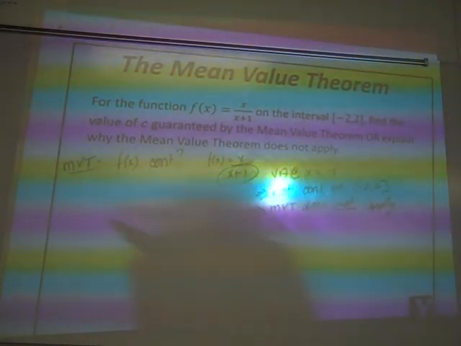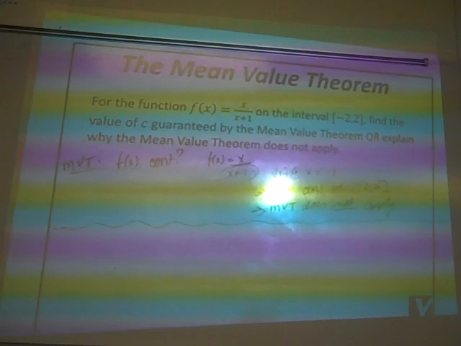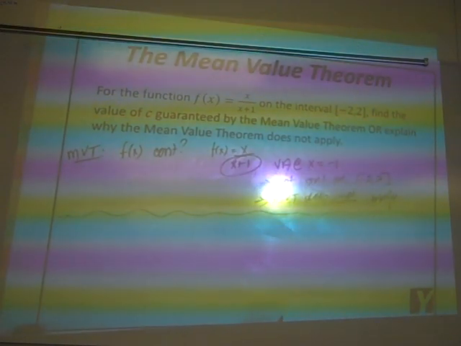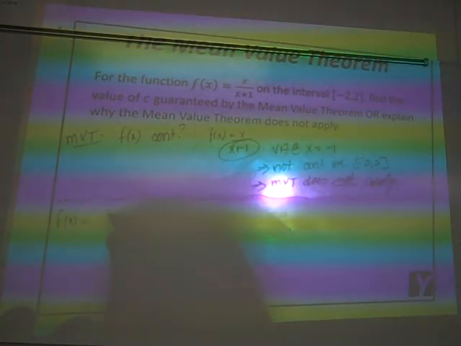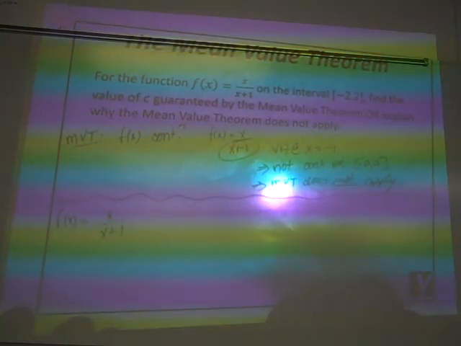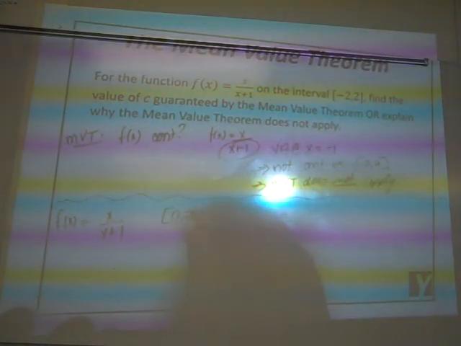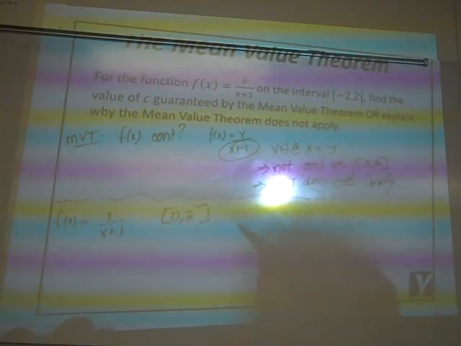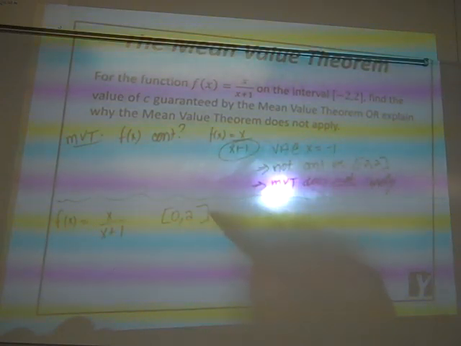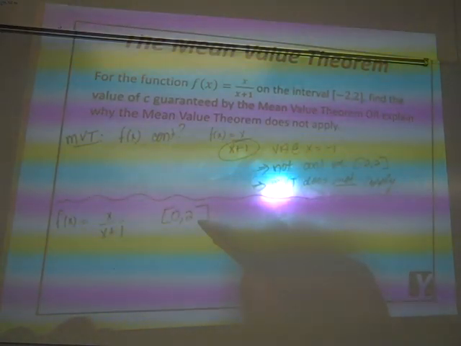Okay. So let's go a step further with this. Let's actually change the interval so that we can go a little bit further. We're going to have the function f of x, same function, x divided by x plus 1. We're going to look now on the interval 0 to 2. And I want to see, does the mean value theorem apply? And if so, what's the value of c guaranteed by the mean value theorem?